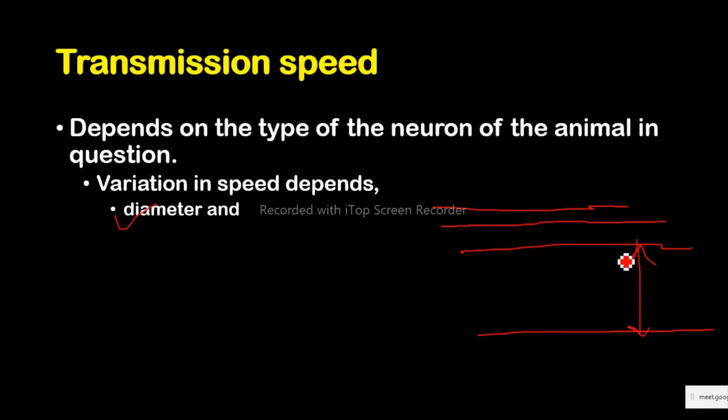So this difference in axon diameter determines the transmission speed. The speed at which an electrical impulse is transmitted along these two axons is going to be different, as we are going to see. Then the next one is whether the axon is myelinated or non-myelinated. This one comes from the myelin sheath. Don't get confused. Myelin sheath.